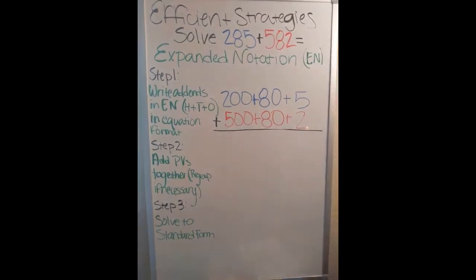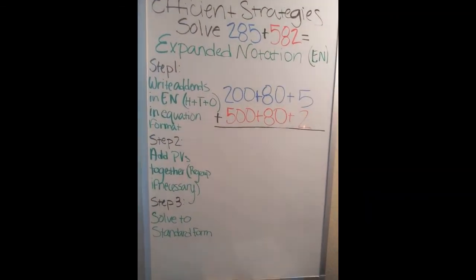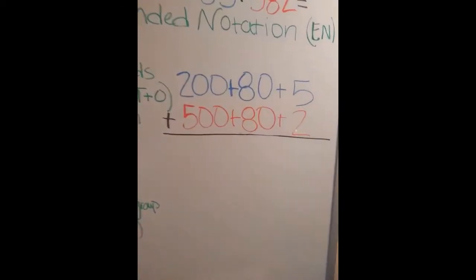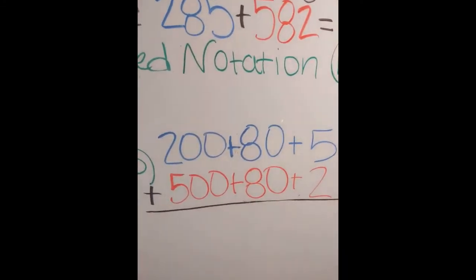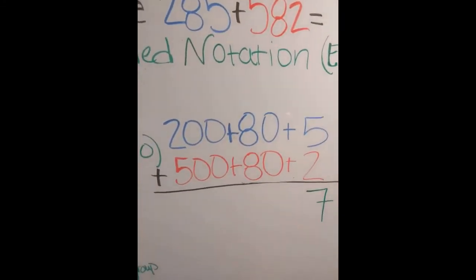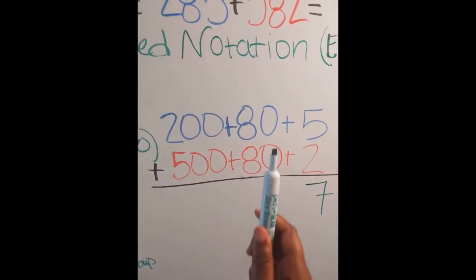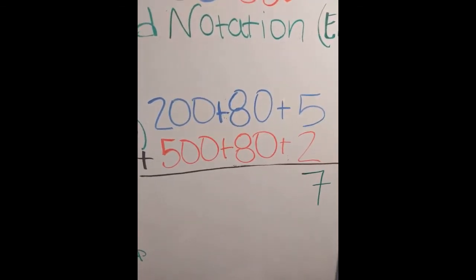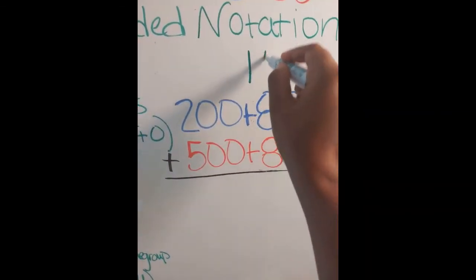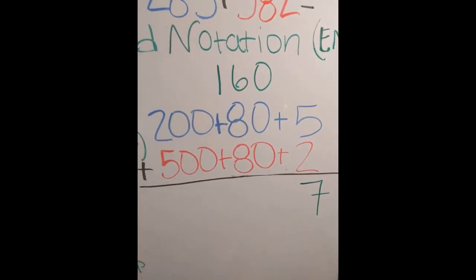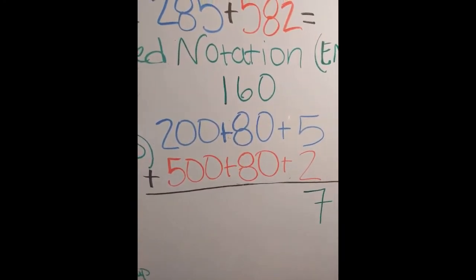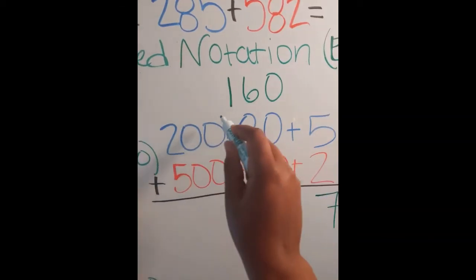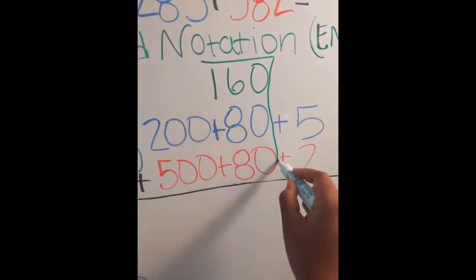Now that we are at step 2 in our expanded notation strategy, we're going to add each place value together. So, starting with the ones, 5 plus 2, we're so smart, we know that that's 7. That's super easy, we know that. And then we go over to the tens, we have 80 plus 80. Now, 80 plus 80, let's go ahead and solve that one. 80 plus 80, we should get 160. Now, is 160 bigger than 9 or 90? Yes. So that must mean that we're going to regroup this box here.